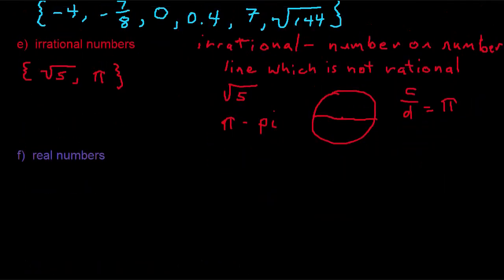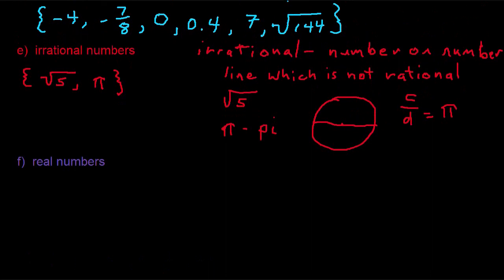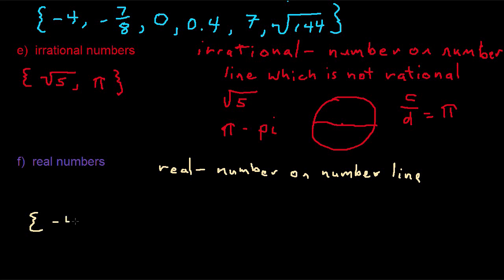Now let's talk about real numbers. What is a real number? Well, a real number is any number that can be displayed on a number line. And so every single number that we've had in our set can be shown on the number line. There's a point that represents that number on the number line. And so we can list the real numbers. It's just every number we've had.